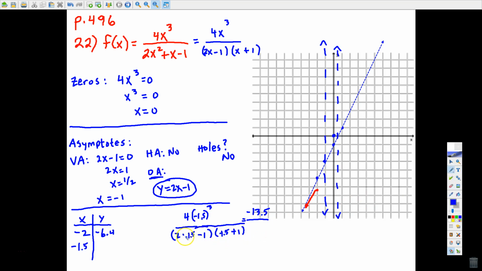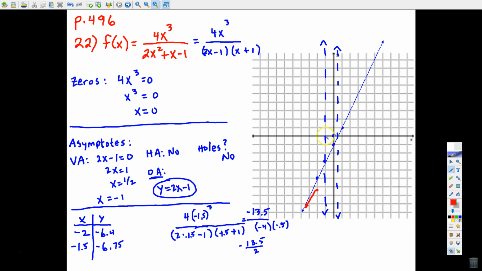And then down here, this is -3 minus 1, which is -4, times, this would be -1/2. And -4 times -1/2 is 2. So in essence, we're going to be doing -13.5 divided by 2. And that should be, I believe it's -6 3/4. -6.75. Okay, so that's good to know.